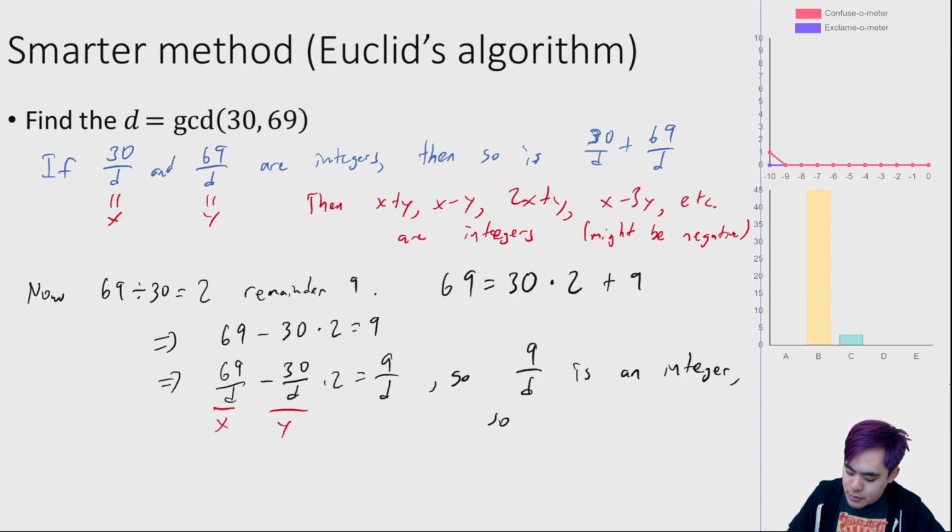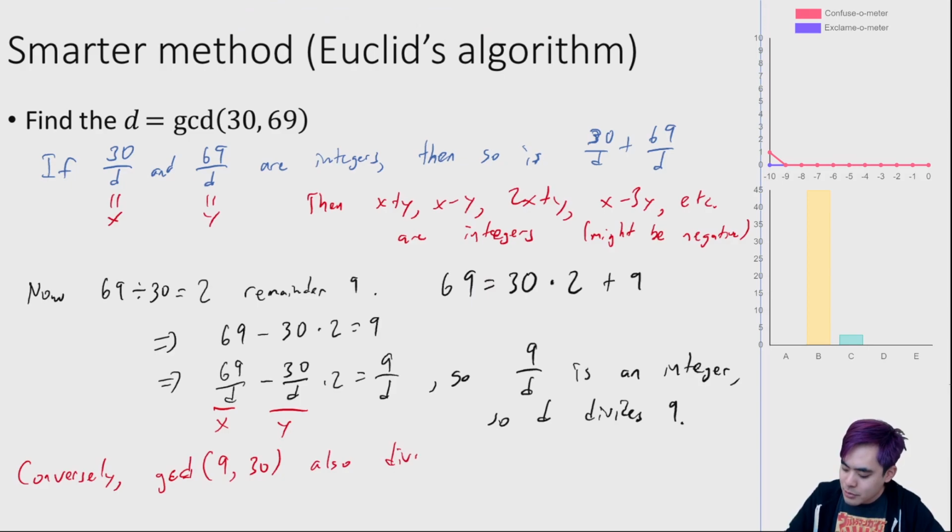Conversely, we can use the same sort of reasoning, and I'm not going to go through it in detail, to show the greatest common divisor of 9 and 30 also divides 69. So we know that the greatest common divisor of 30 and 69 is equal to the greatest common divisor of 9 and 30.